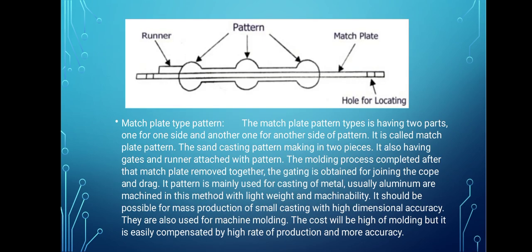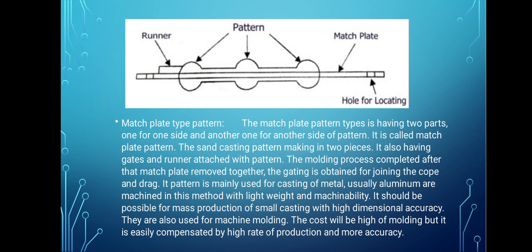Match plate type pattern. The match plate type pattern has two parts, one on each side of a plate, with the cope pattern on one side and the drag pattern on the other. It is called a match plate pattern. The pattern making in two pieces also has gates and runner attached with the pattern. The molding process is completed, after which the match plate is removed. The gating is obtained from joining the cope and drag.